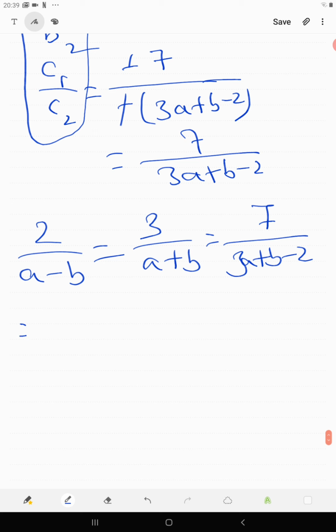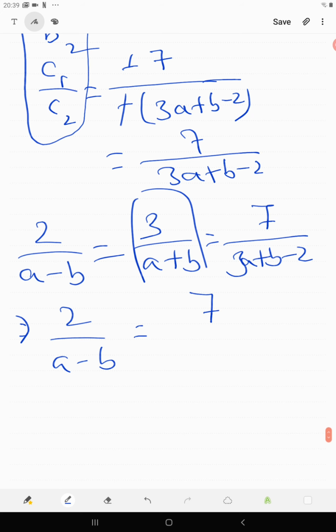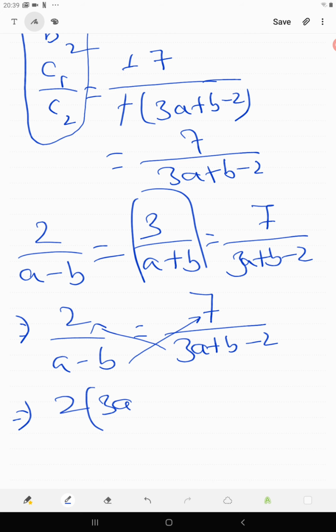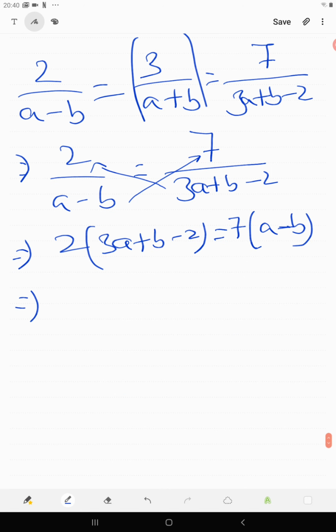So first what I'll do is, let's remove these things. What we can write is 2 by a minus b equals 7 by 3a plus b minus 2. So cross multiplying, 2 into 3a plus b minus 2 equals 7 into a minus b. So what we are getting is 6a plus 2b minus 4 equals 7a minus 7b.